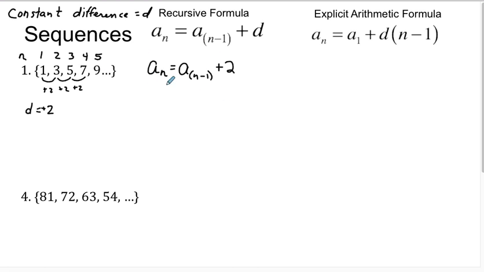So this is the rule. This is the recursive rule. It just says, hey, look where you came from and add 2 to that, okay? So if I look at 4 and I look for the recursive rule.